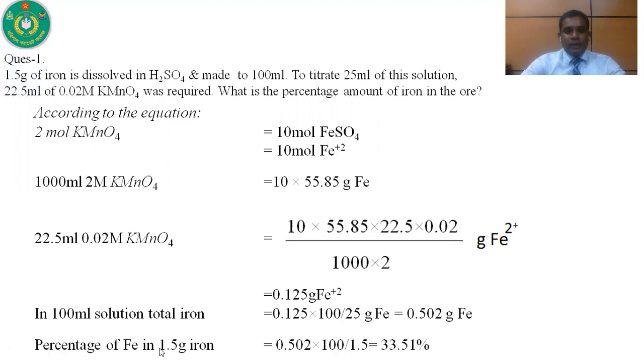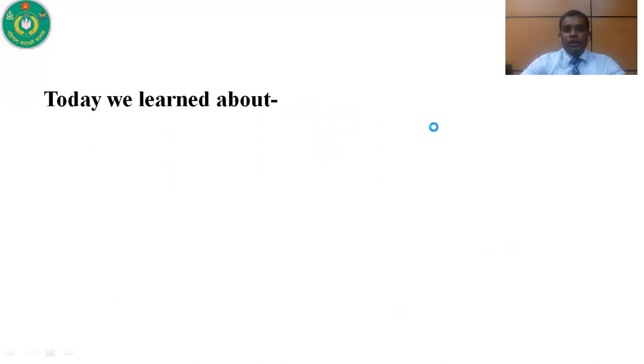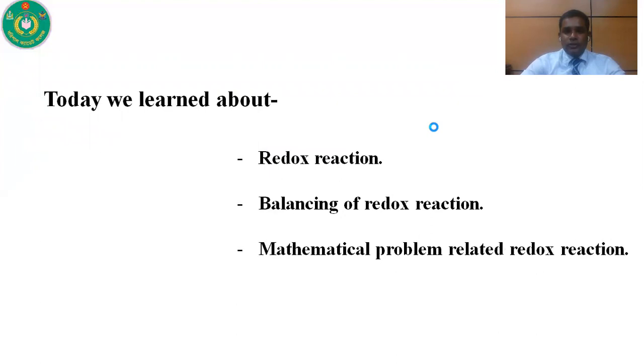That's why the percentage of iron in 1.5 gram iron ore is 33.51%. Like this process, you can find the amount of iron, or the percentage of iron in the ore. So today we learned about redox reactions, balancing of redox reactions, and we can also solve mathematical problems related to redox reactions.